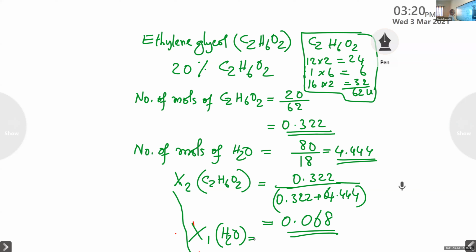Therefore, X1 is equal to 1 minus X2. That is equal to 1 minus 0.068. You simplify that at least. What is the value? You take the difference. What is the value you get? Okay, the value is 0.932.